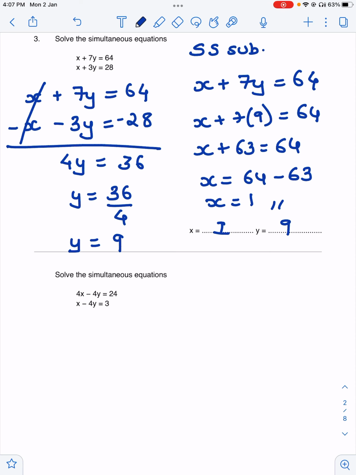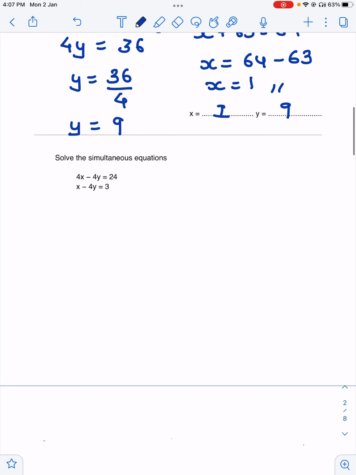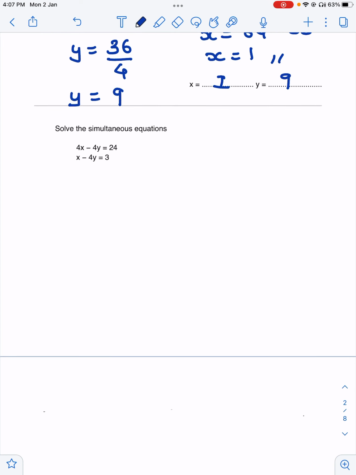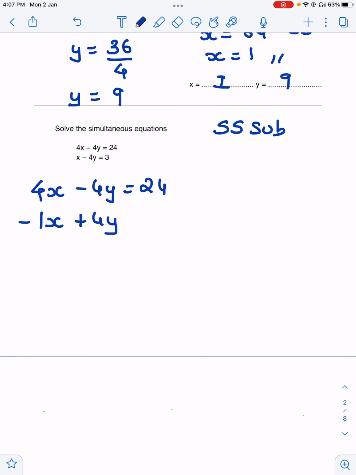Again, you have to substitute to check your answer. Look at the next question. Same sign, subtract. Again the rule is the same. How do we do it? The first equation will be kept as it is. In the second equation, the signs change. Plus x will become minus x, minus 4y becomes plus 4y and plus 3 becomes minus 3.